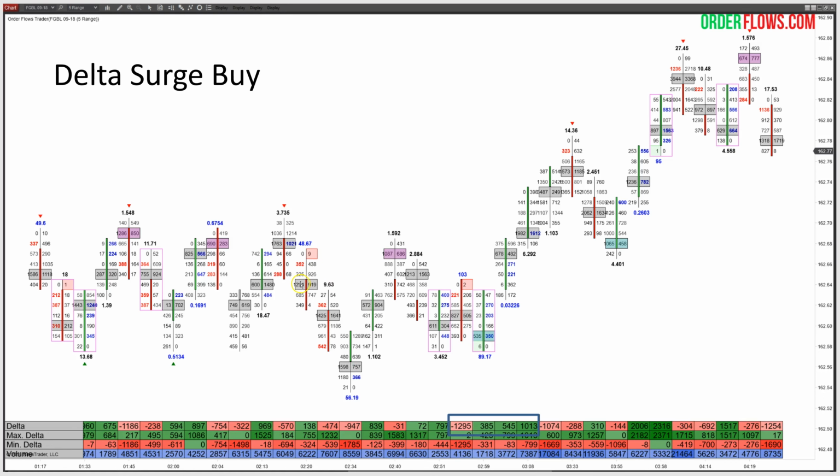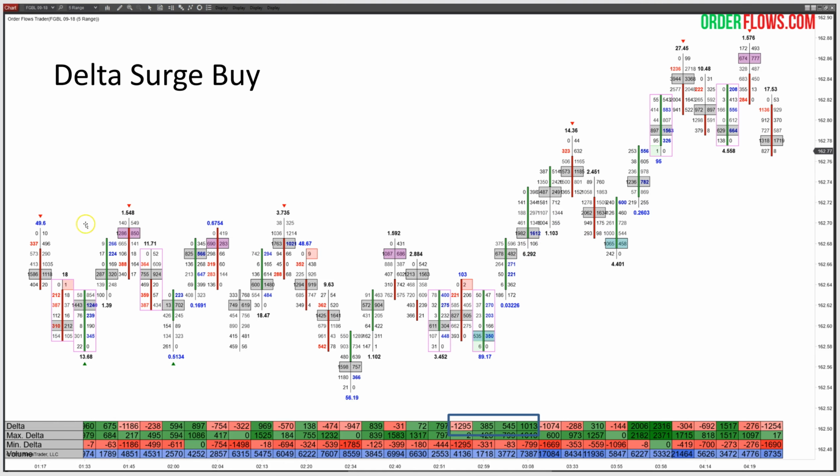Here it is again. This is when you're sort of coming out of a period of consolidation, right? You're in this range. You can see here's your range. Minus 1295, 385 positive, plus 545, plus 1013. Market pops up, comes back, pulls back down within, tests that top of that range, and then moves back higher.